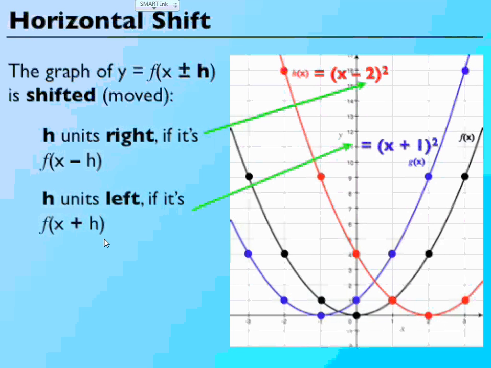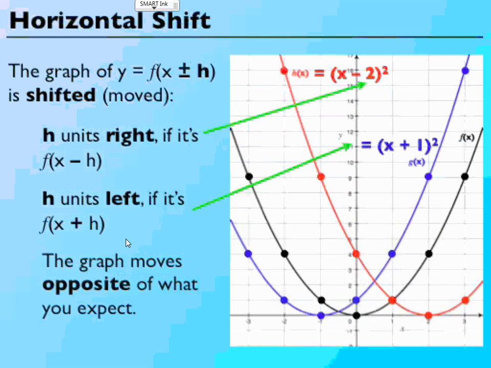And something to write down that might help you to remember this is that the graph moves the opposite of what you would expect. If we're moving left and right, it would be normal to think that plus 1 is going to move it to the right one, when in reality what happens is it shifts everything to the left one, and we saw that by filling in the values in our table.